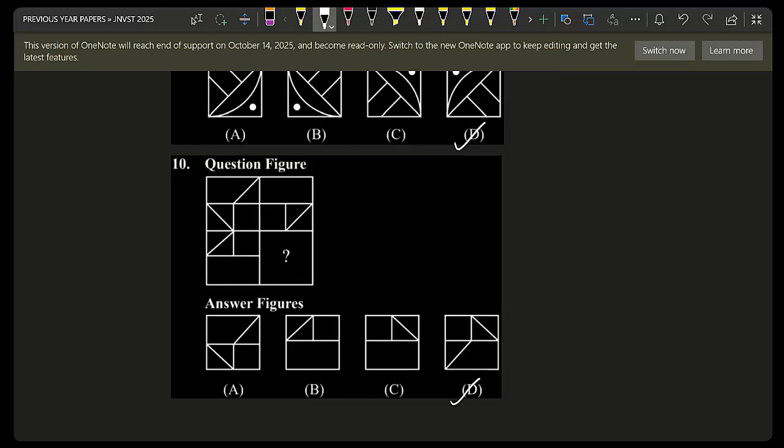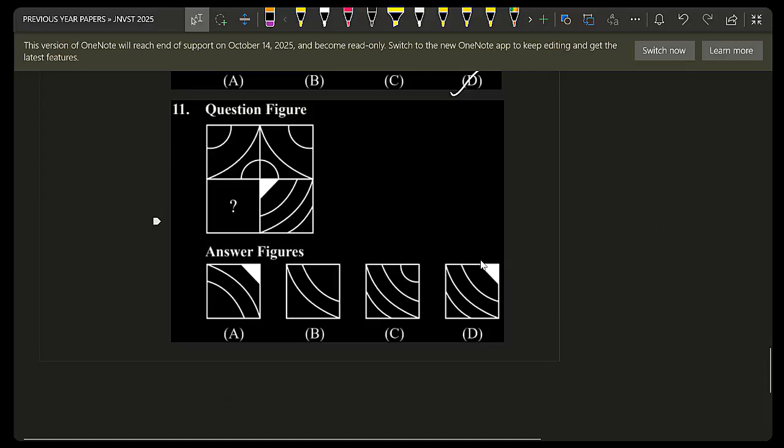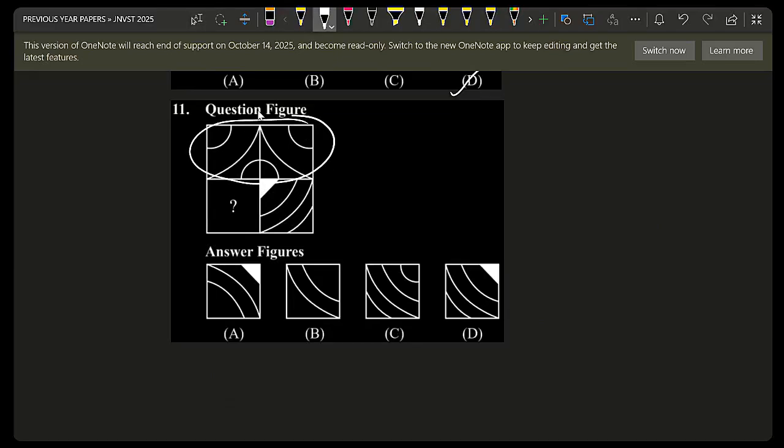We'll go into the 11th question. So identify the relation between these two. So they are mirror images of each other. So we have to find the mirror image of this part towards the left. So that is there in option D.